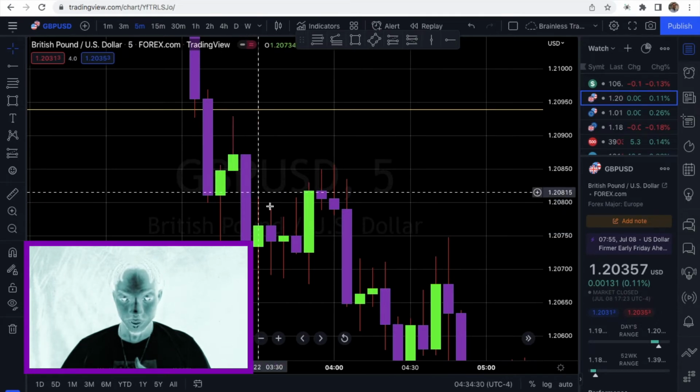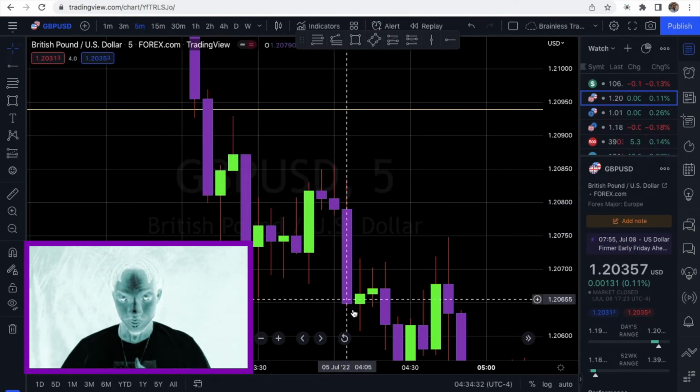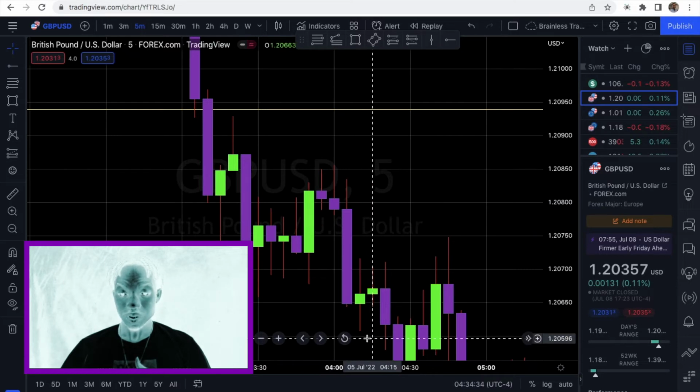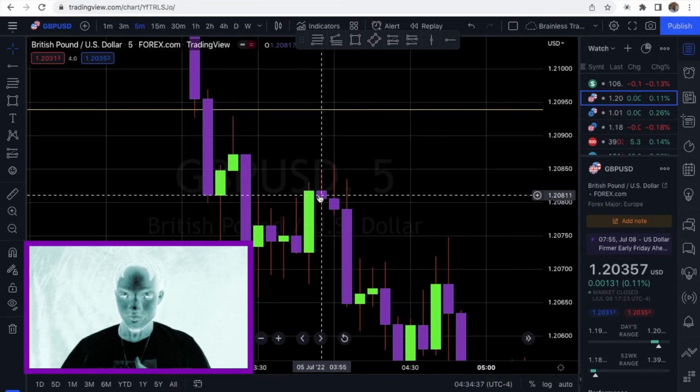Order block, fair value gap, price trades up into the fair value gap, and you see immediate displacement away from this zone. That's the type of trade that I would take.